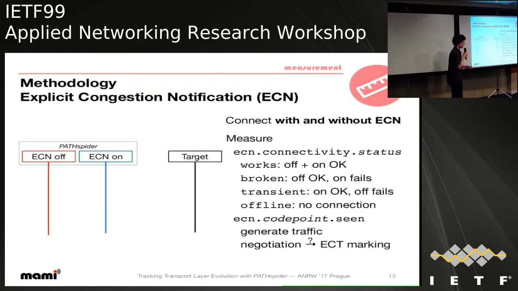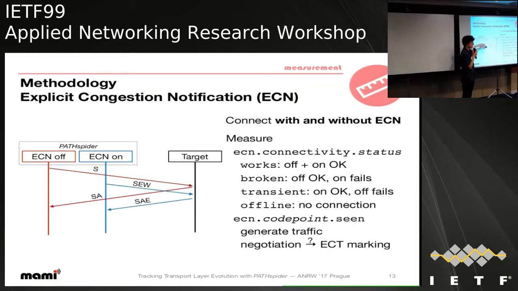Then the third protocol that we looked at is ECN, or explicit congestion notification. This allows routers on a path to signal congestion to end hosts without dropping packets. So again, we do our usual routine. We open up a baseline TCP connection, and quasi-simultaneously we open a TCP connection where we try to negotiate ECN. Depending on which of these connections work, we say that ECN connectivity is working, broken, transient, or the host is just offline.